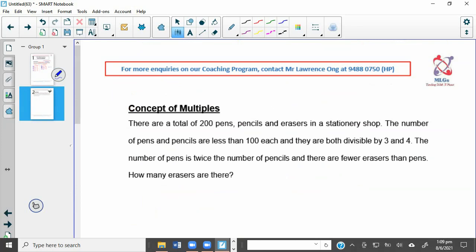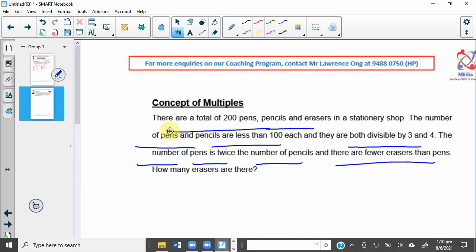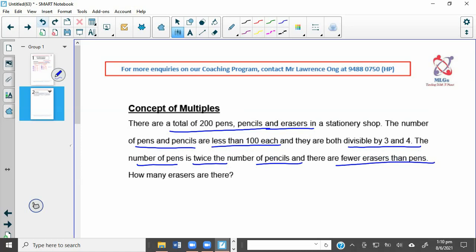Now, there are a total of 200 pens, pencils, and erasers in the stationery shop. The pens and pencils are less than 100 each, and they are both divisible by 3 and 4. That is multiples already. It means can be divided by 3, can be divided by 4, multiples. No factors here, right? It's multiples, because you're looking for multiples that are divisible by 3 and divisible by 4. And the pens are twice the pencils, and there are fewer erasers than pens. So the heuristic that we are going to use is multiples. How many erasers are there?